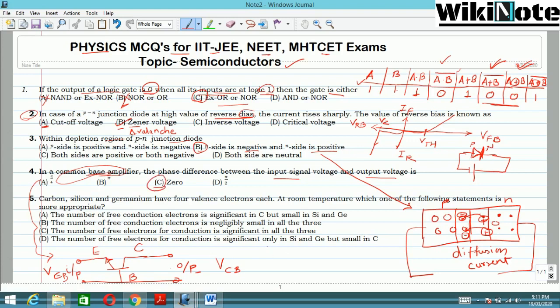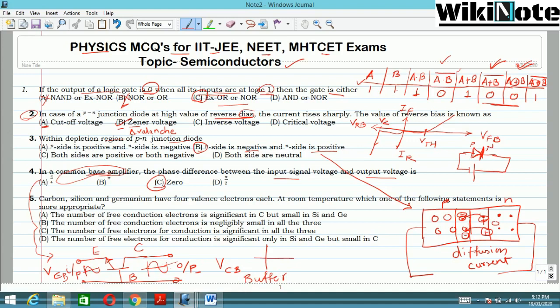Why 0? Because if I am applying input to this side, suppose the input waveform is like this, the same output I will get here without amplification. Here the amplification factor is also 0.98, so we never get an amplified output, and this is used as a buffer. So your answer is C, that is 0, no phase difference.